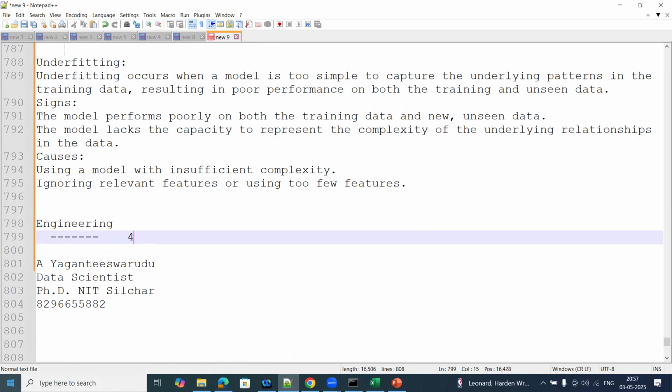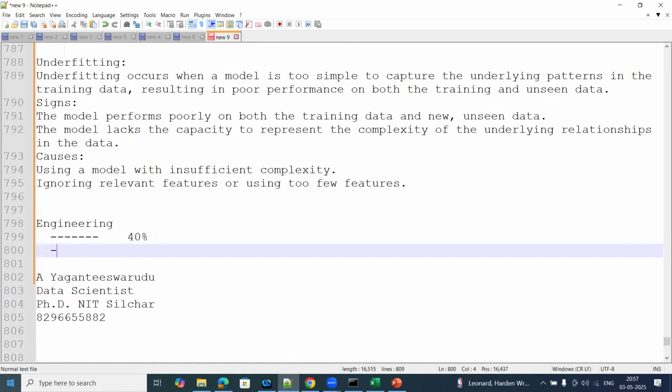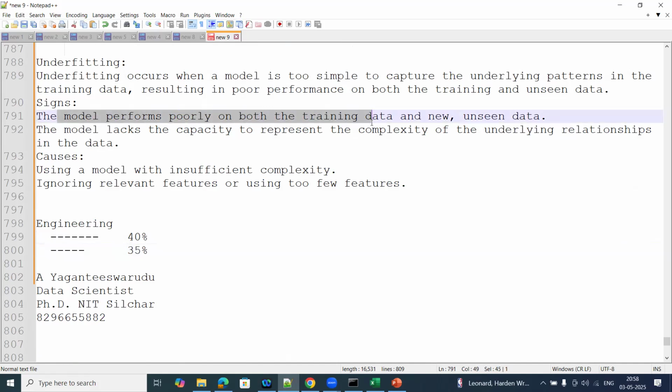Also, let us assume he got some 40% of the marks during testing. Let us say some 35% or 40% of the marks. So during training and during testing, in both places, it is not performing well. That is called underfitting. So what is underfitting? The model performs poorly on both training data and unseen data. This is called underfitting.